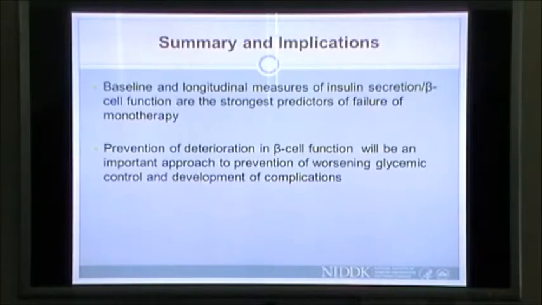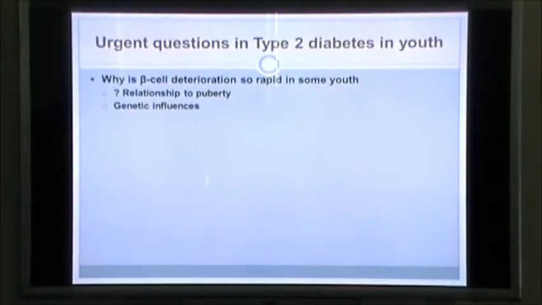Baseline and longitudinal measures of insulin secretion and beta cell function are the strongest predictors of failure of monotherapy, and prevention of deterioration in beta cell function will be an important approach to prevention of worsening glycemic control and development of complications in this population.